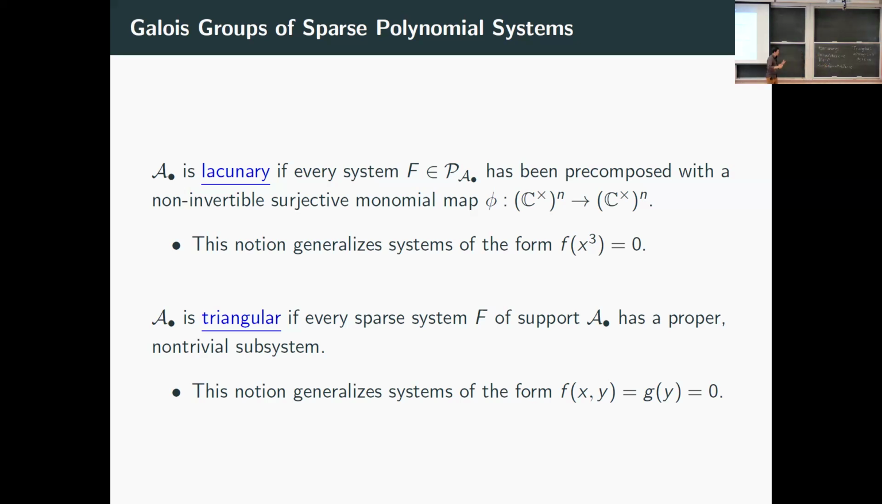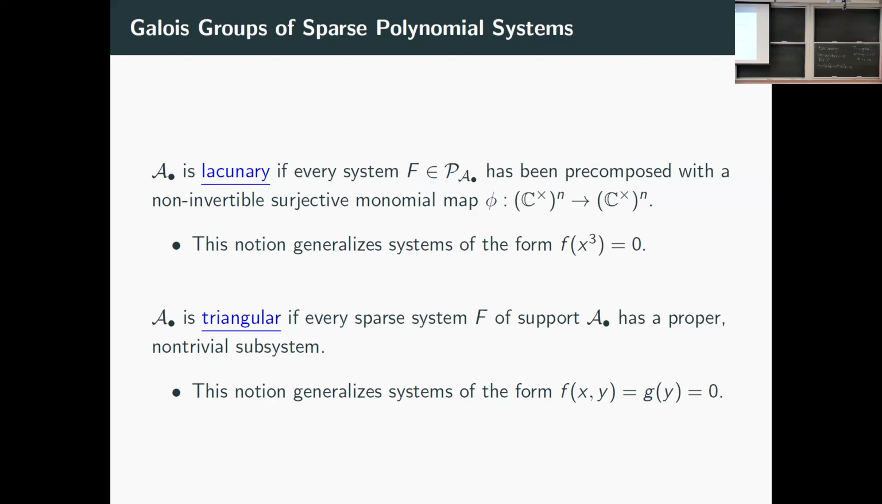In some sense, with this lacunary structure, you're doing some operation just on the monomials that appear. This is going to give us some sort of structure on the zeros of F, some constraint, and this will constrain the Galois group in some special way. The other structure is this triangular structure. We'll say a support is triangular if any system of that support has some proper non-trivial subsystem. Proper and non-trivial here means it's not the empty subsystem and not the entire system itself. So we actually do have a proper subsystem.